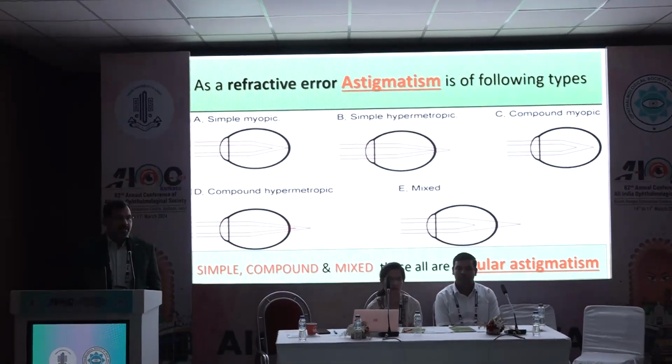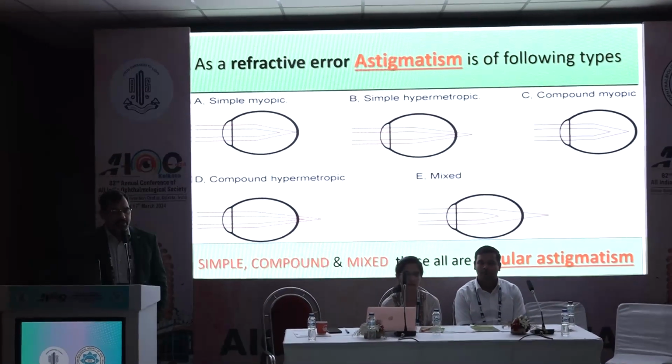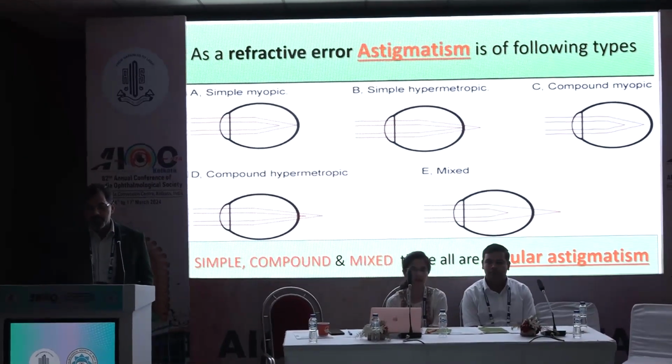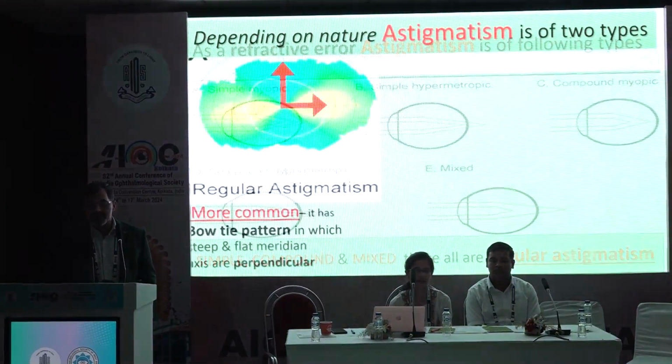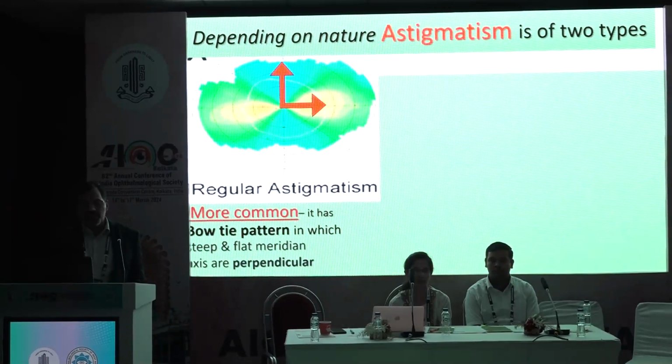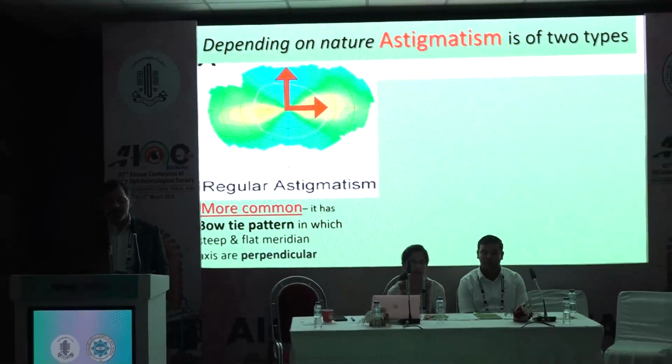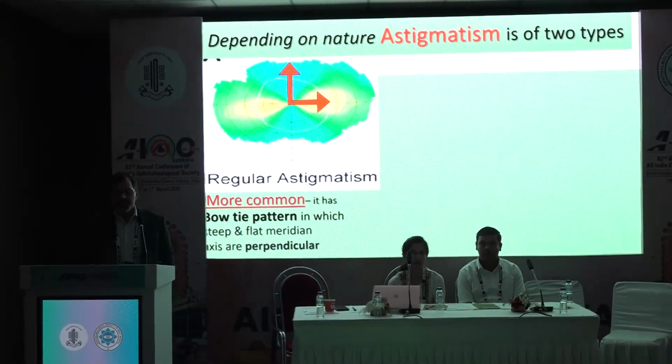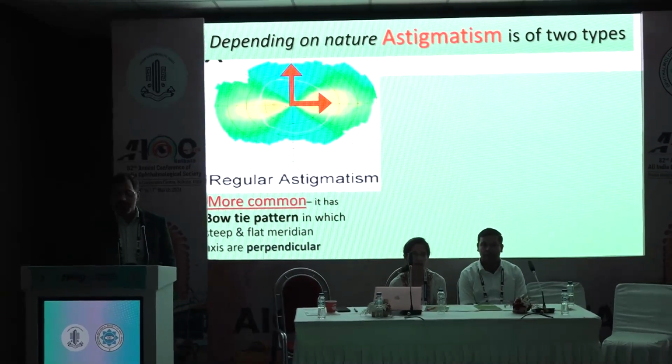As a refractive error, astigmatism is of the following types: simple, compound and mixed, all of these are regular astigmatism. Regular astigmatism is more common. In this, there is a bow tie pattern, and the steep axis and flat axis are perpendicular to each other.